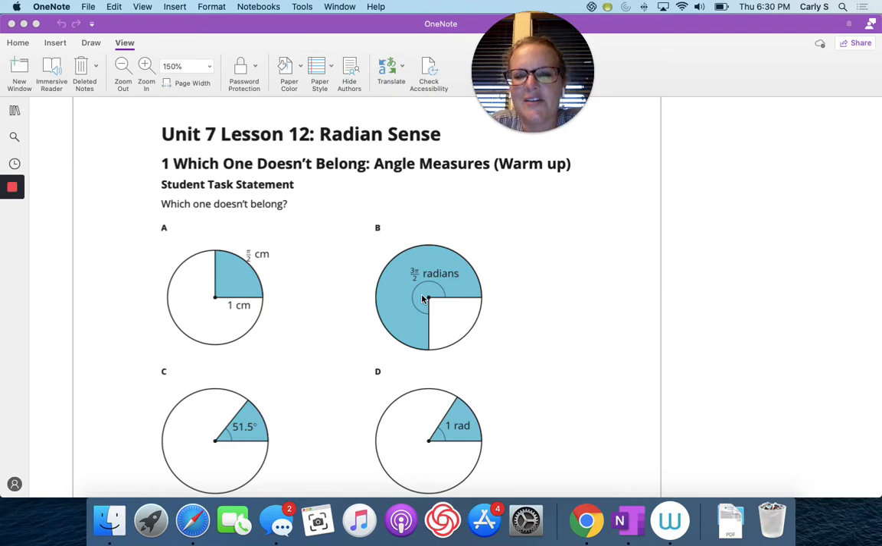Hey there, geometry. We are working on lesson 12, which is radian sense.